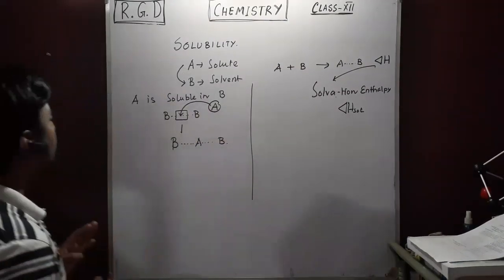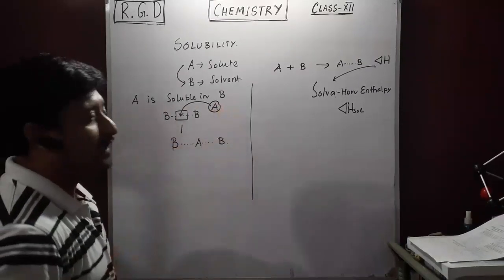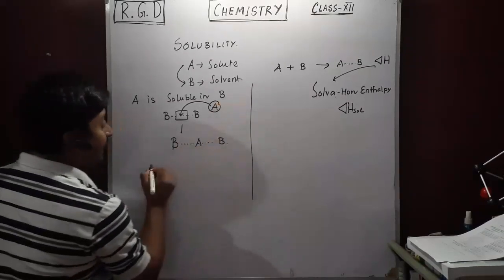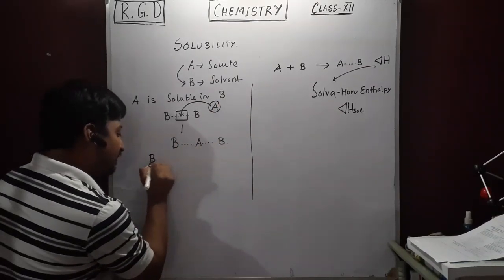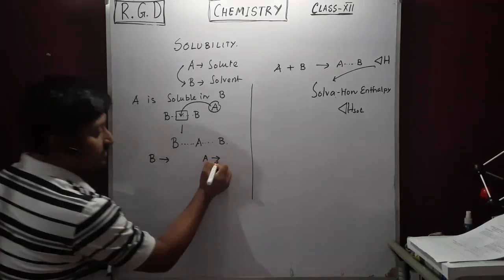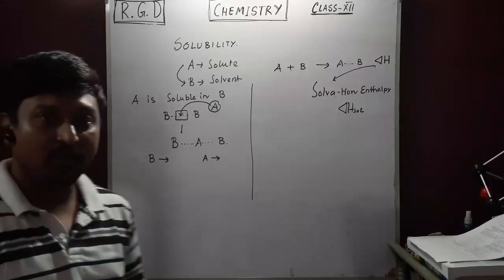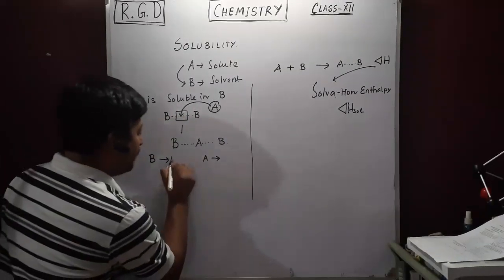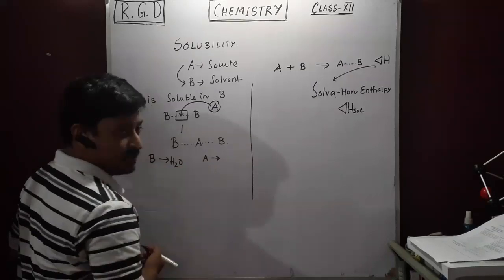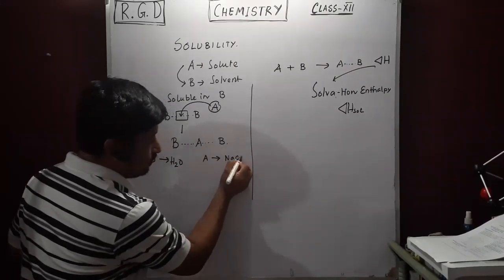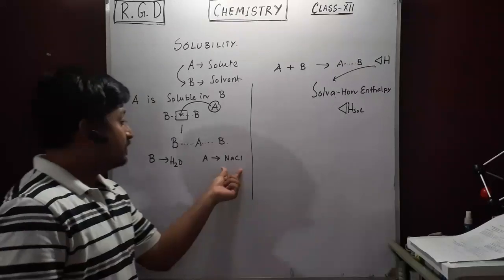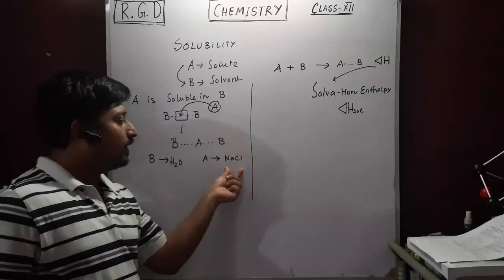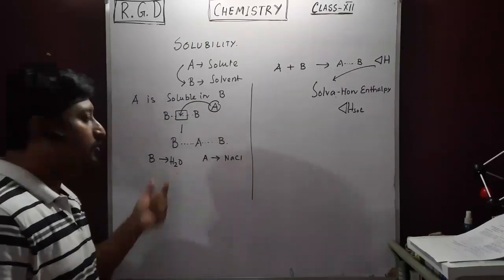Now when I say A is soluble in B, what does that mean? That actually depends on the nature of B and obviously the nature of A, and their nature definitely has to be similar. Let me tell you how. If you have water as a solvent and sodium chloride as your solute, then sodium chloride is polar and water is also polar, so there will be a polar-polar interaction. That's why sodium chloride is soluble in water.